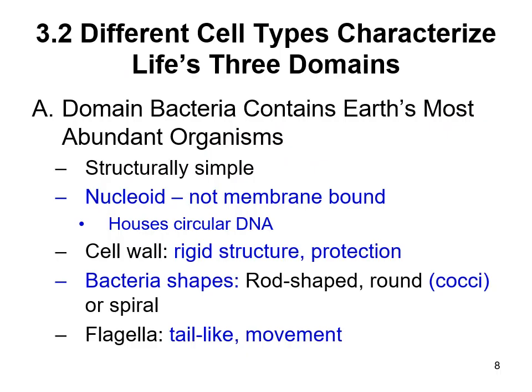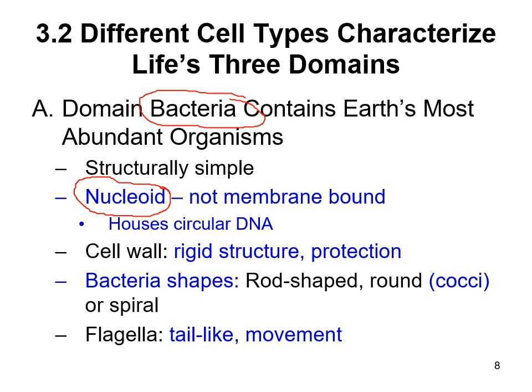Now, let's talk a little bit about the domain bacteria and archaea, and then we're going to switch our focus over to our eukaryotic cell. For the domain bacteria, I want to remind you that based on our previous conversation, we are looking at a unicellular organism, so an organism that's composed of one cell. Very simplistic in its structure. It does not have a nucleus, but it does have what's called a nucleoid.